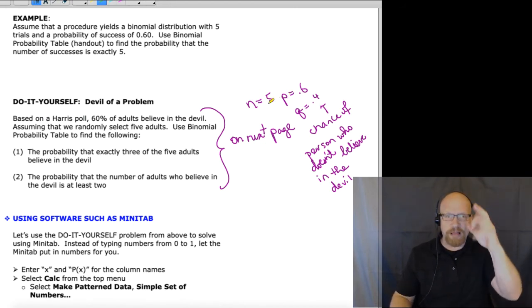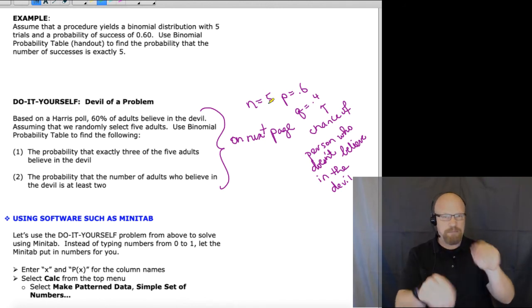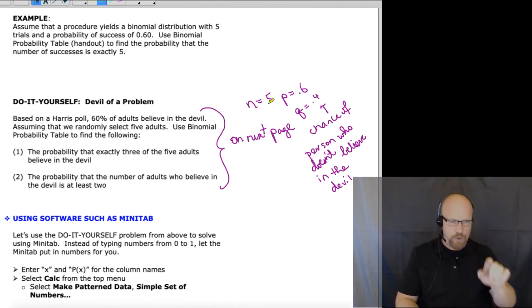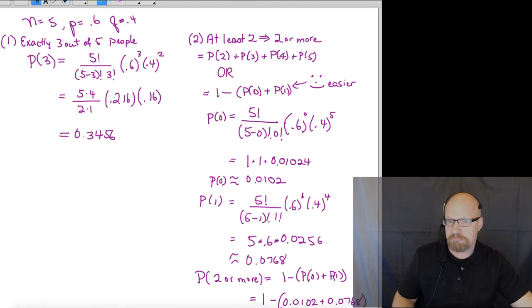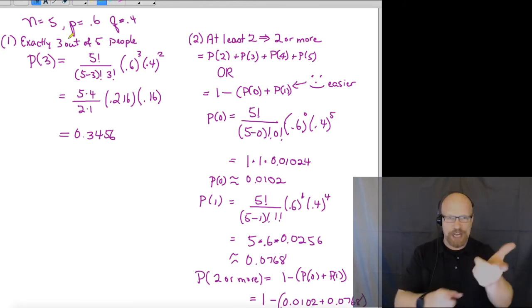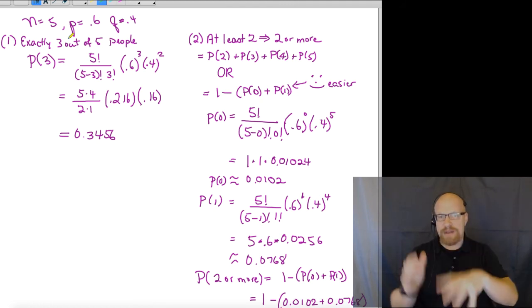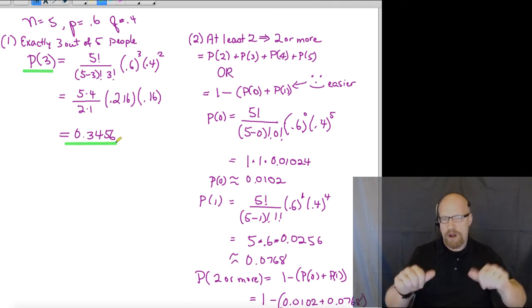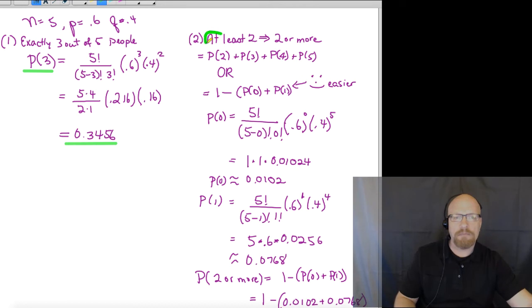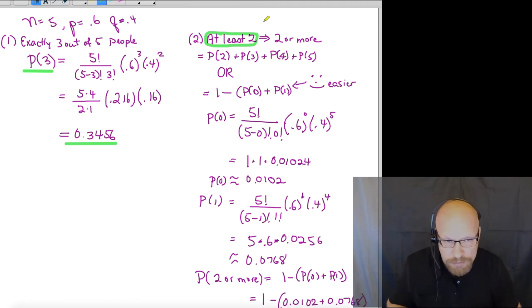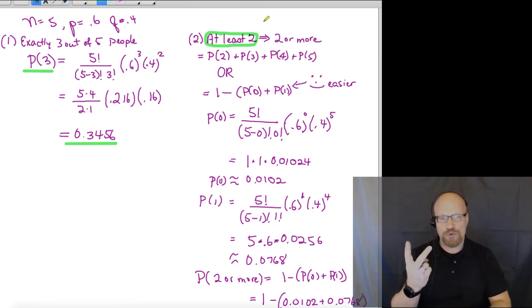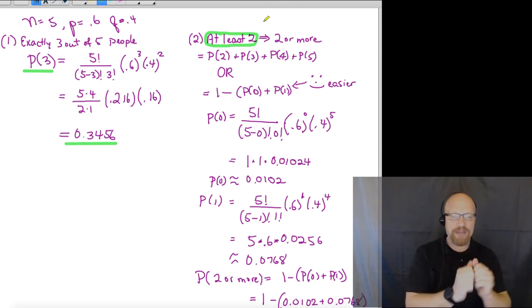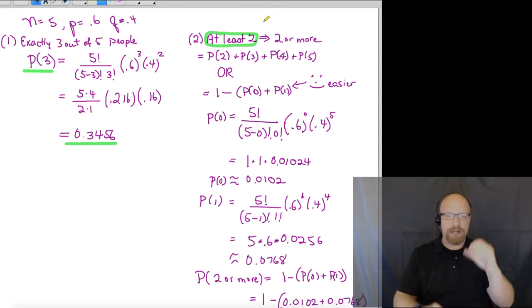Now, the devil of a problem. I put down the numbers 5, 6, 4. We did it here. Exactly 3 out of 5. One probability. At least 2 means 2, 3, 4, 5 added together, or 1 minus probability of 0, probability of 1.